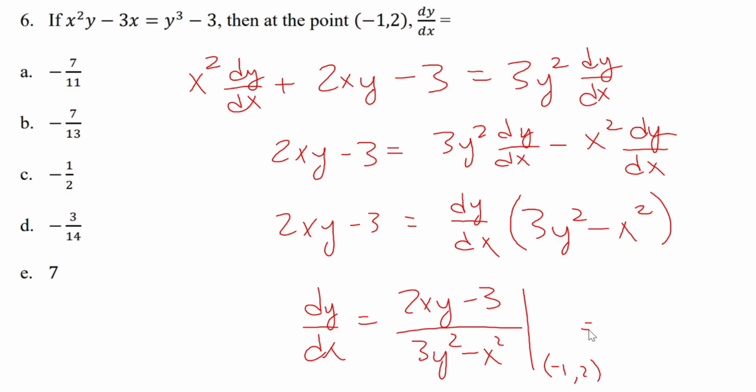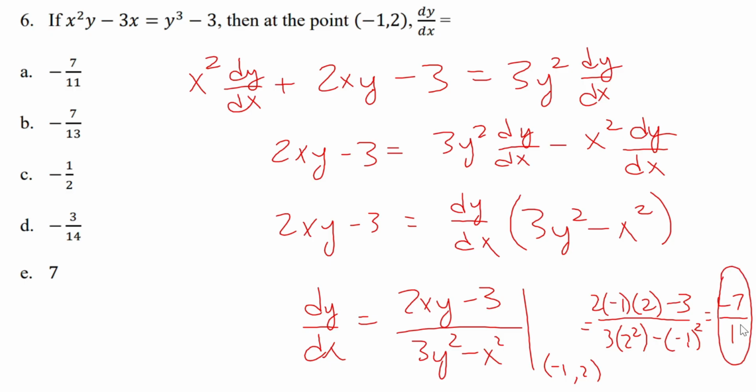So when x is -1 and y is 2, we have 2 times -1 times 2 minus 3 divided by 3 times 2 squared minus (-1) squared. Well, 2 times -1 times 2 is -4, and -4 minus 3 is -7. And in the denominator, we've got 2 squared, which is 4, times 3, which is 12, minus (-1) squared. (-1) squared is 1, so we've got 12 minus 1, which is 11, giving us -7 over 11, which is answer choice A.